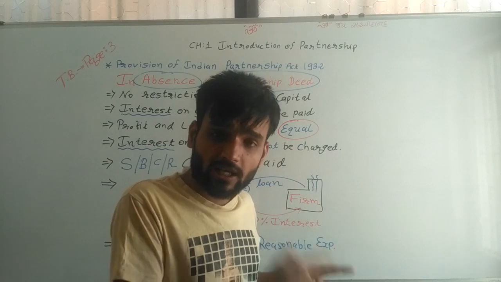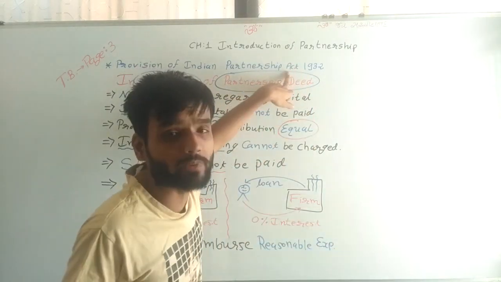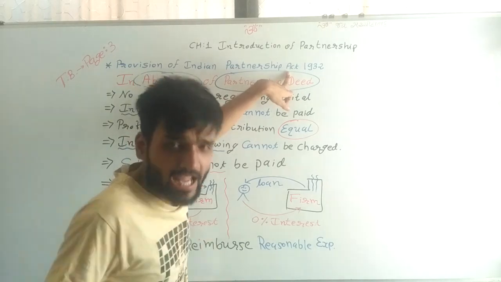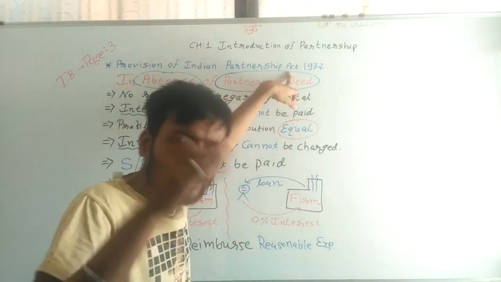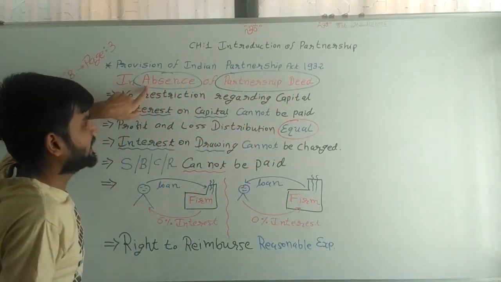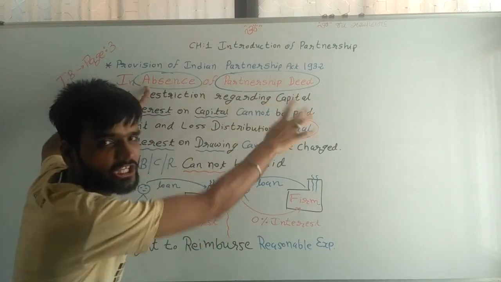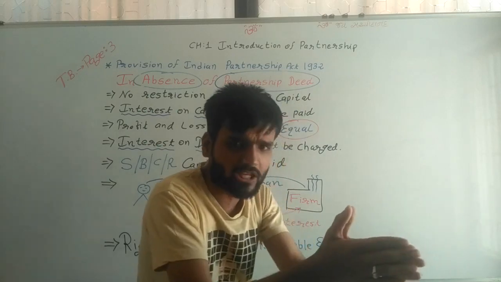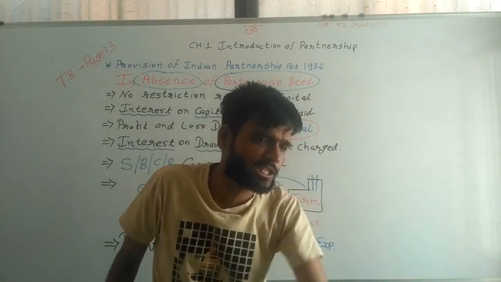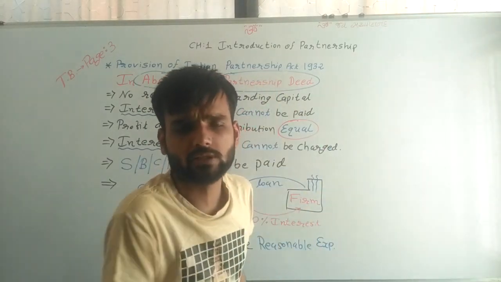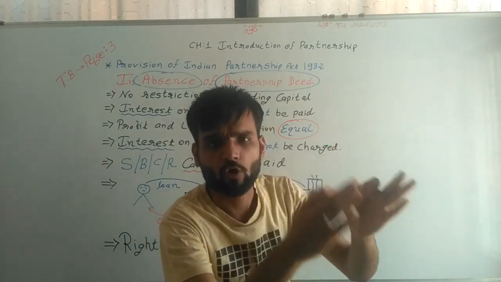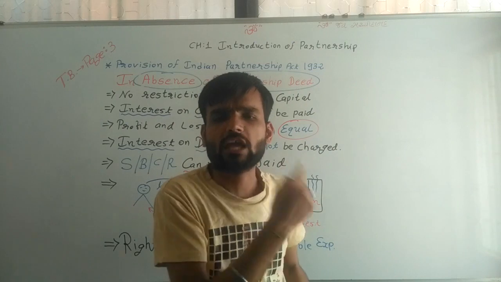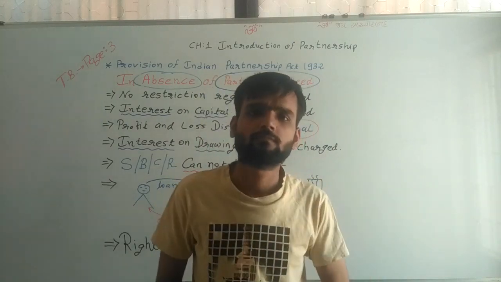All this situation, again I repeat, is as per the Partnership Act 1932, and it is applicable only and only in the absence of a partnership deed. If I have mentioned in the partnership deed interest on capital 6%, or interest on capital 12%, then we have to follow that deed. At that time, this is not applicable.